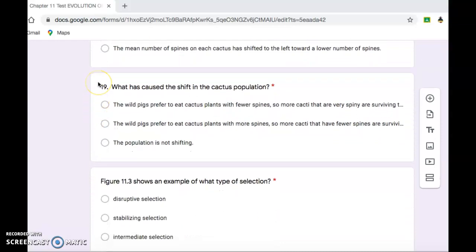Number 19. What has caused the shift in the cactus population? The wild pigs prefer to eat cactus plants with fewer spines, so more cacti that are very spiny are surviving. The wild pigs prefer to eat cactus plants with more spines, so more cacti that have fewer spines are surviving. Or the population is not shifting.